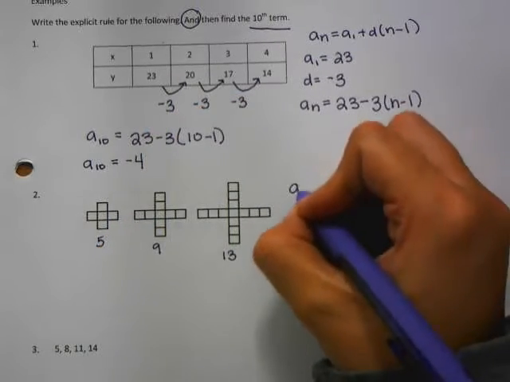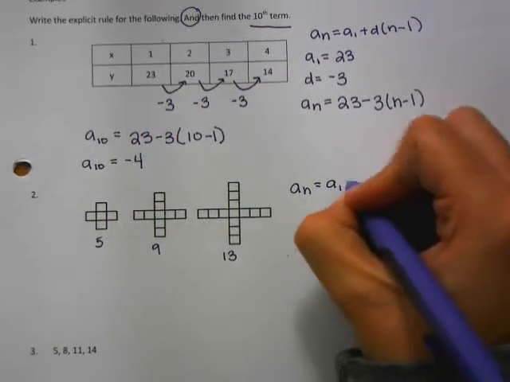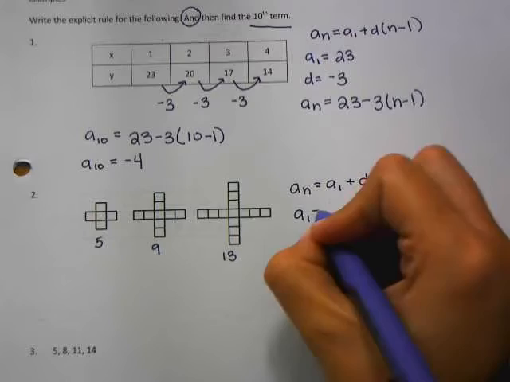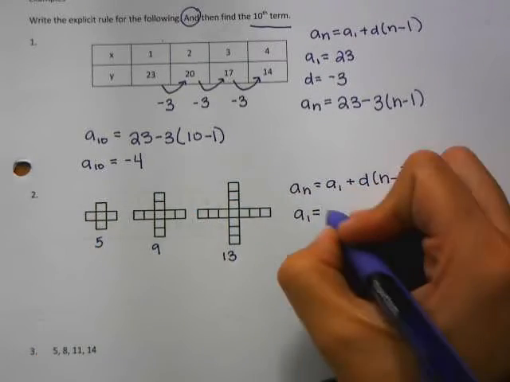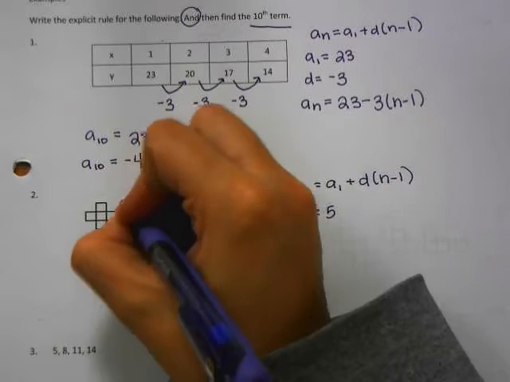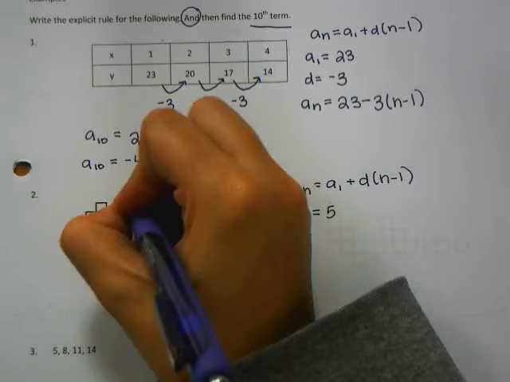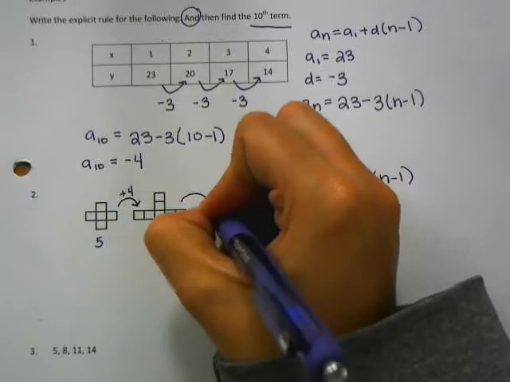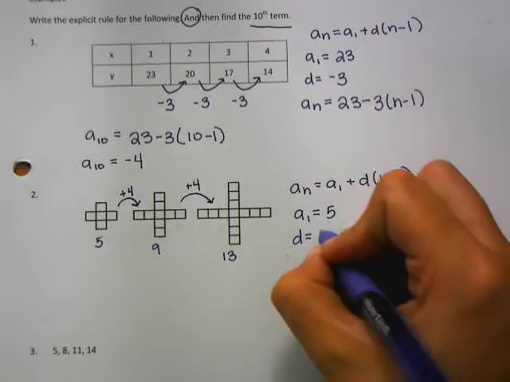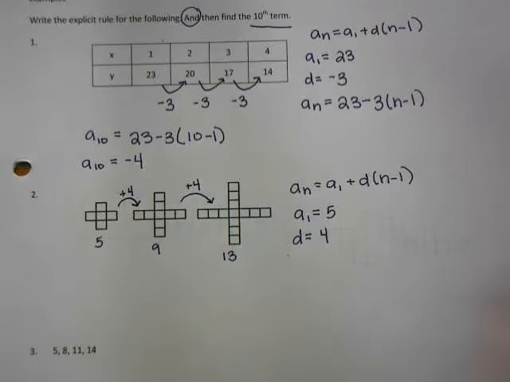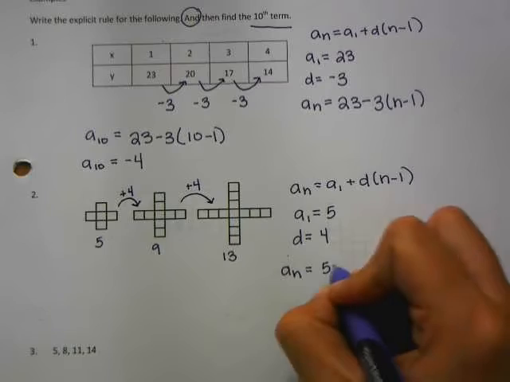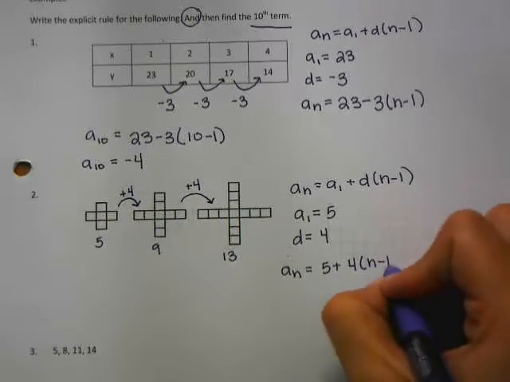So remember, I'm writing it in the formula, so I'm just going to start with my formula so that I know exactly what I need to plug in. I need to find my a1, which is just my first thing, so it's going to be 5. And then my common difference, that's what I need to find. So from 5 to 9, I'm adding 4. From 9 to 13, I'm adding 4. So my common difference is 4. So all I'm going to do now is plug this in. So an equals 5 plus 4 times n minus 1.